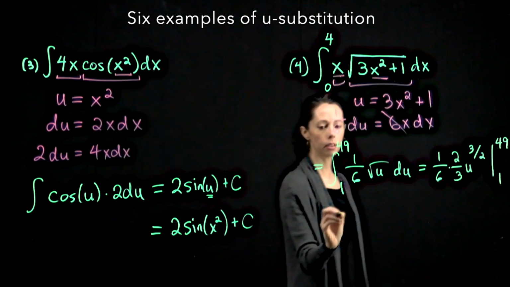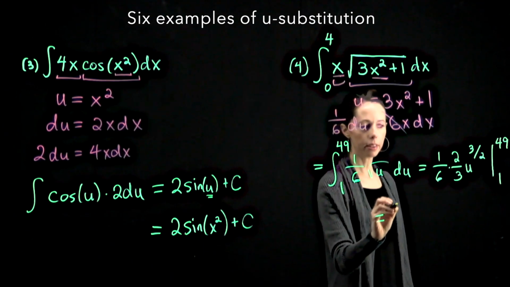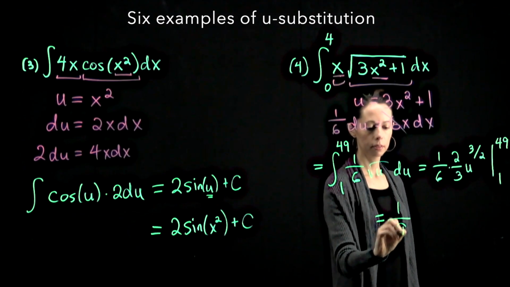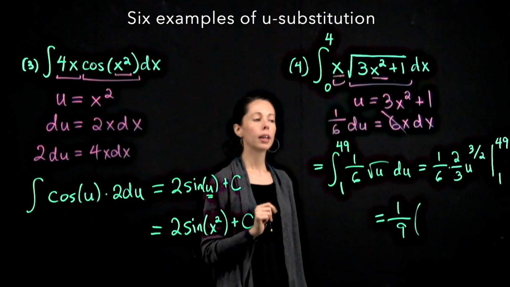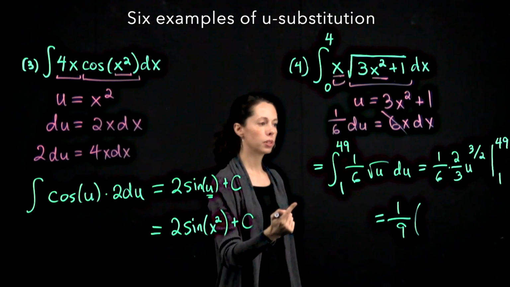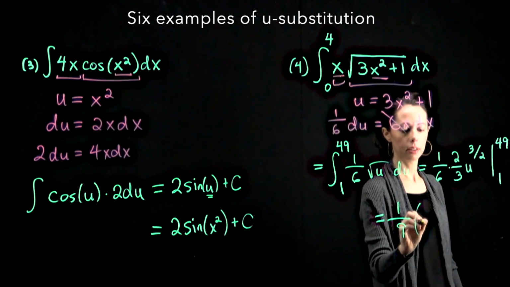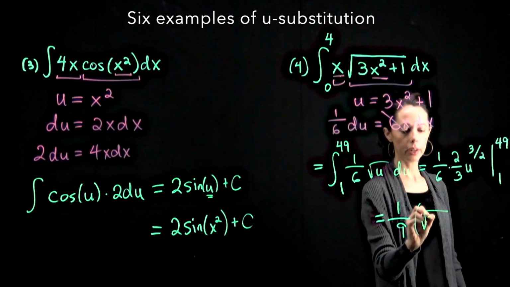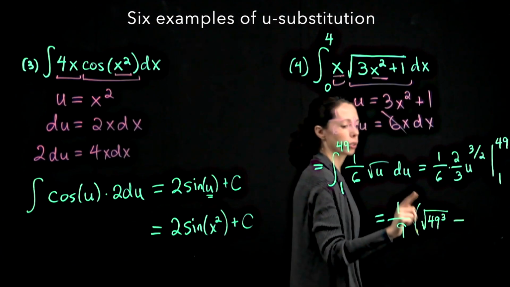Let's keep going. Just write it here. So that's going to be 1/9. u to the 3/2 power is the square root of u cubed, which is going to be the square root of 49 cubed. I'll write it this way first, minus the square root of 1 cubed.